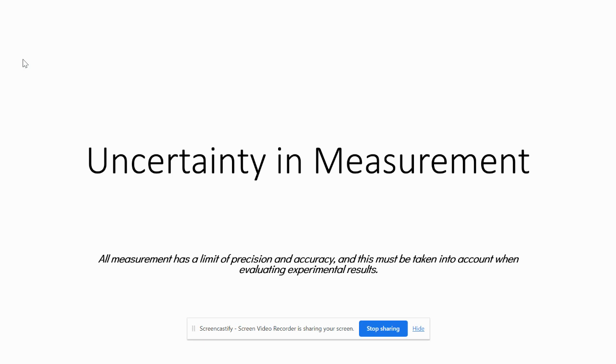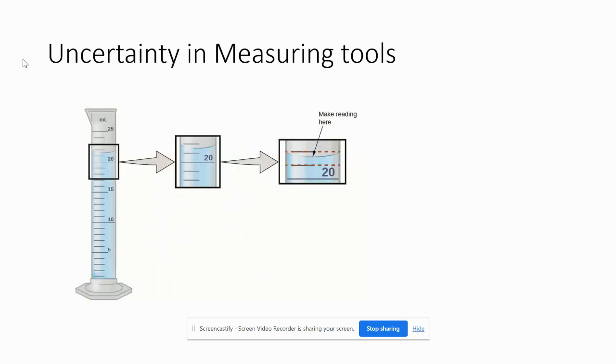This video is about uncertainty in measurement. When we measure quantities, all of our tools have a degree of uncertainty associated with them. Let's take this measuring cylinder for example. What would this measurement read?